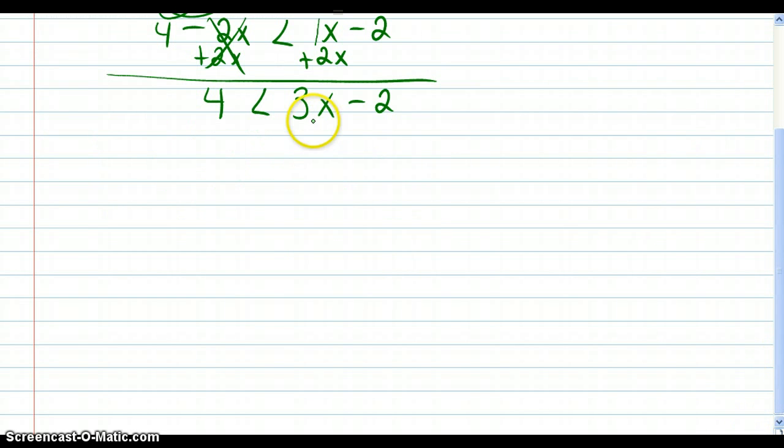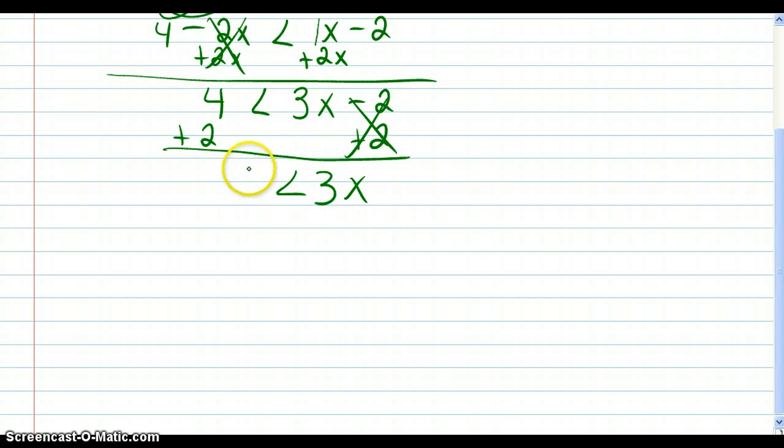Now, remember the x is on the right, so that's okay. So we need to move the minus 2. Plus 2, plus 2. This goes away. 3x, copy the symbol. 4 plus 2 is 6. Then we divide by 3, divide by 3.